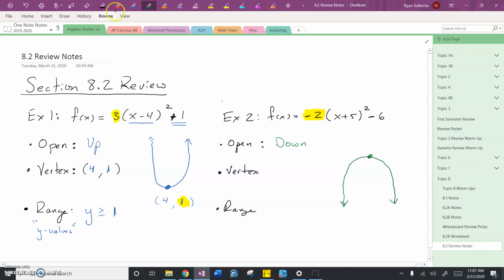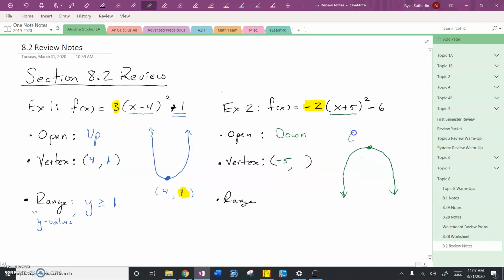The vertex of this parabola. Well, we look at the equation. I have an x plus 5, so I do the opposite. So I got negative 5 for the x value. And then the y value, I use exactly what I see there as negative 6. So there's the vertex. And now my range for this one, well, now I have a y value of negative 6, which is the largest possible y value. So all my other y values have to be smaller, less than or equal to -6. So hopefully you were able to get most of those parts correct.